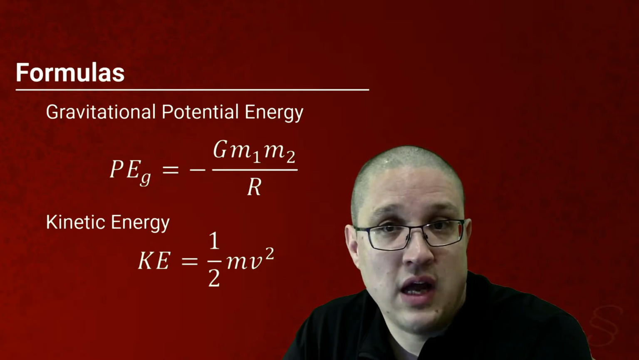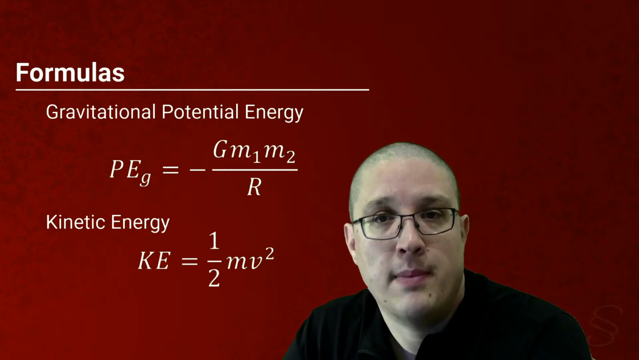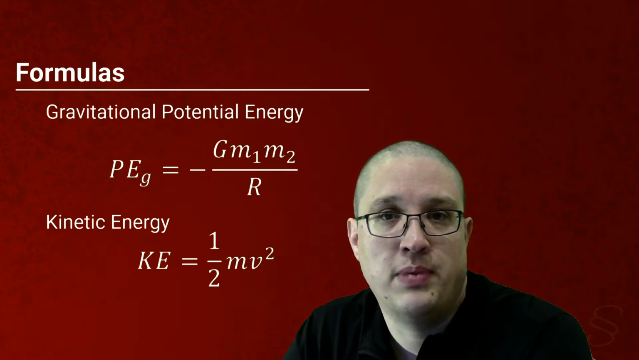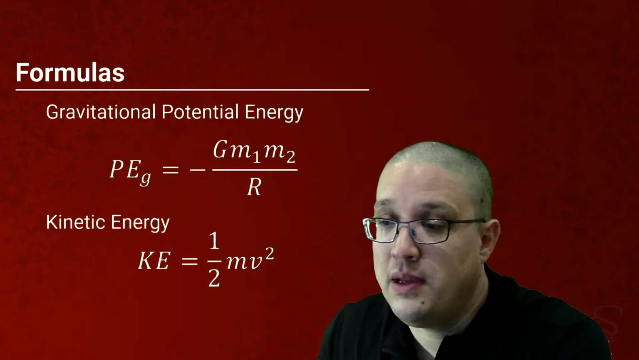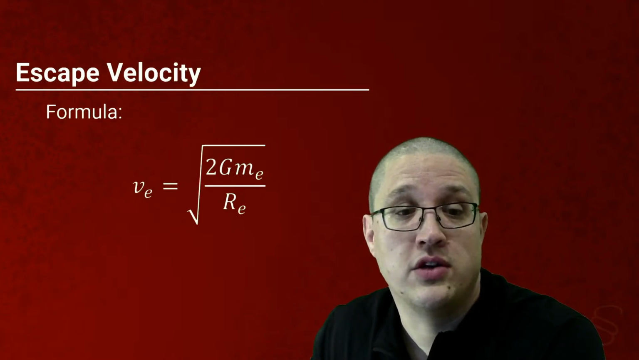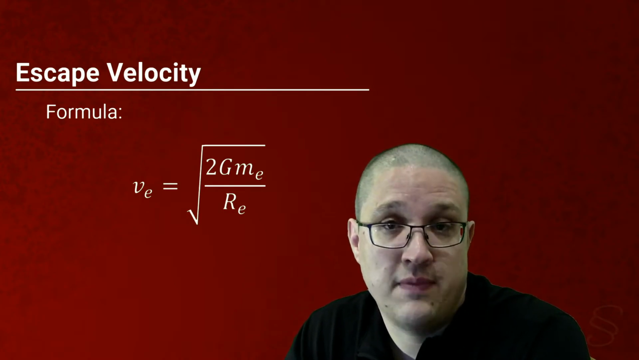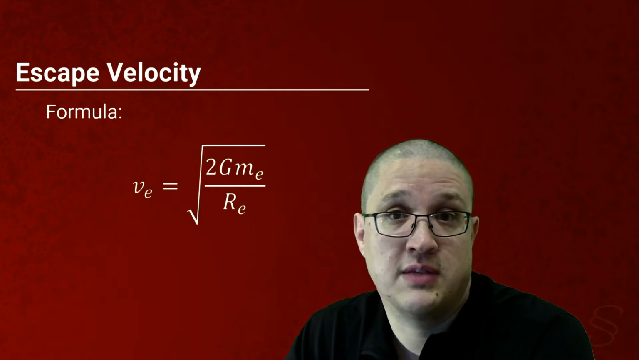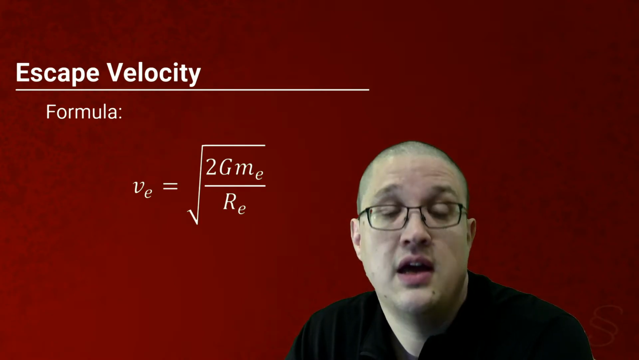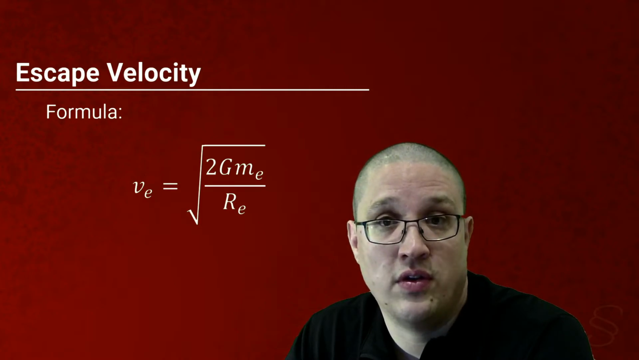We can figure this out by realizing that in order to escape Earth, our kinetic energy must be greater than our gravitational potential energy on the surface. We can combine these two formulas, and through the magic of algebra, we can derive the formula for escape velocity, which is this. Escape velocity is the square root of 2 times G, 6.67 times 10 to the negative 11, times the mass of Earth divided by the radius of Earth. This is for an object at rest on the surface of Earth.